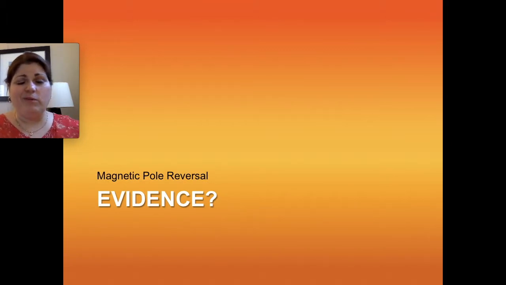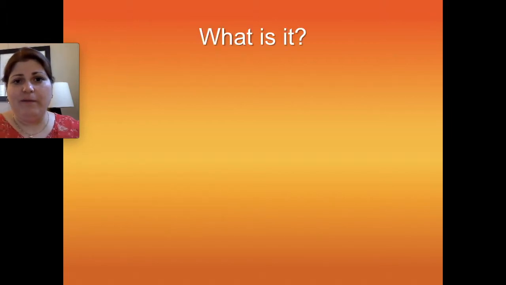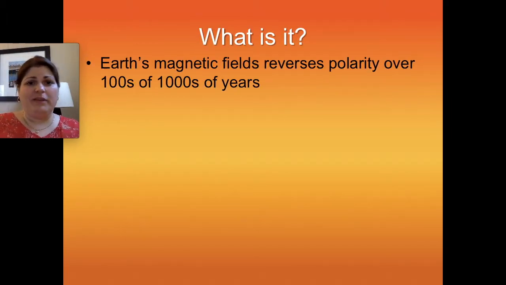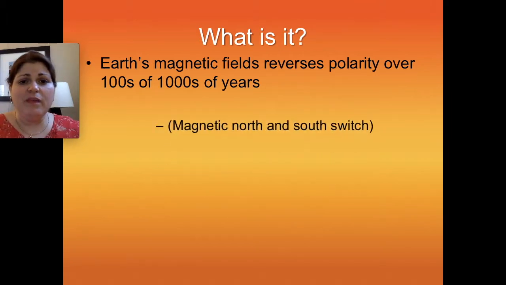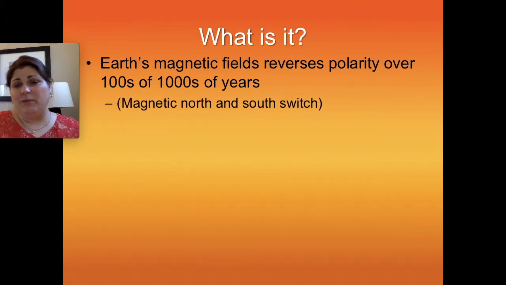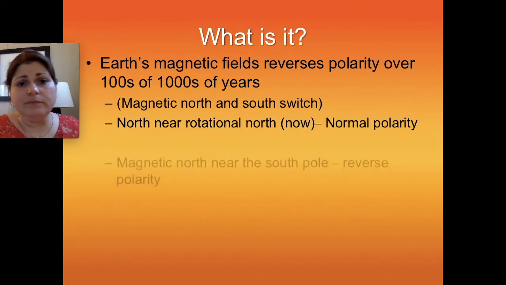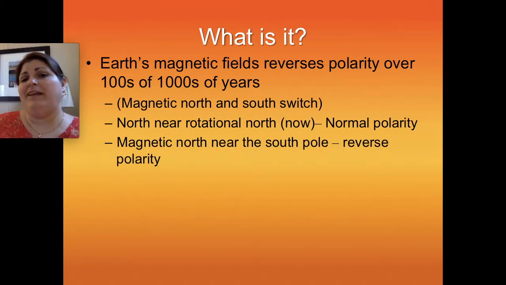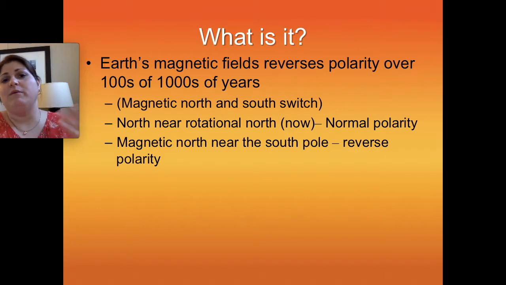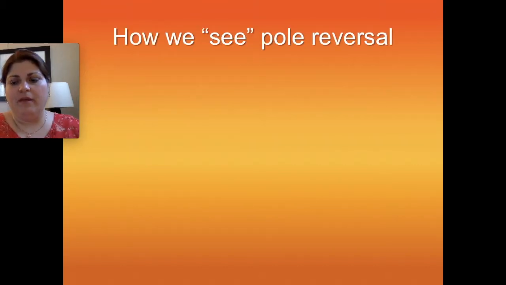Remember, I said that the poles haven't always been in the place that they are now. So Earth's magnetic field reverses polarity over hundreds and thousands of years. Magnetic north and magnetic south actually switched. That's why back in the day, at one point, magnetic north was near Hawaii because it was in the process of switching. Right now, as I mentioned, is what we call normal polarity, and magnetic north is near the North Pole. Okay. When magnetic north is near the South Pole, the compasses would point south, and we would call that reverse polarity.